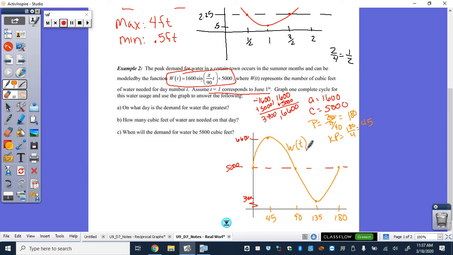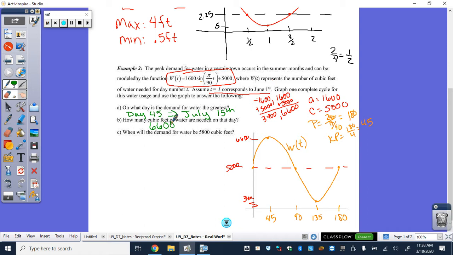So what day is the demand for water the greatest? That is going to be on day 45, which if you count it out, starting at June 1st, that makes it on July 15th. How many cubic feet of water are needed that day? 6,600 cubic feet of water.